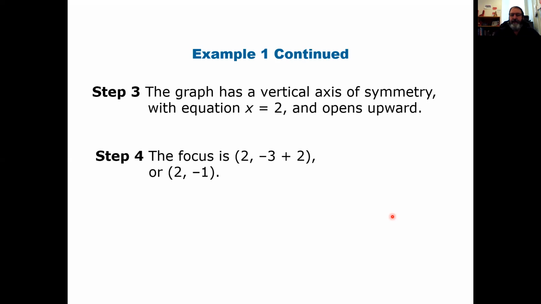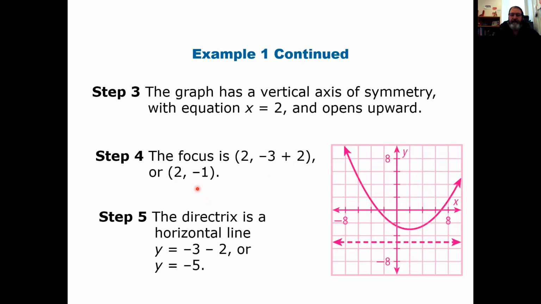My focus, I'm going to go up 2 units. My vertex was at 2, negative 3. So I go up 2 units on the y-axis, and that takes me to 2, negative 1. And then finally, my directrix, I'm going to go down 2 from negative 3, and that would take me down to negative 5. And so my directrix is at y equals negative 5.